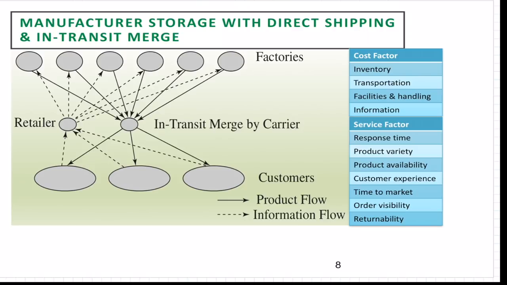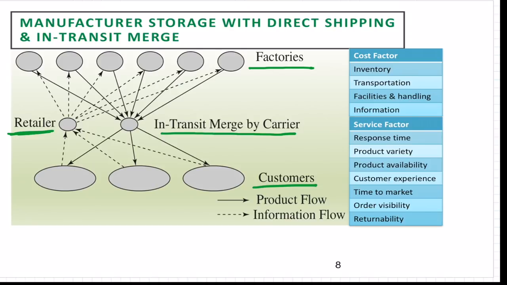Next network design is manufacturer storage with direct shipping and in-transit merge. So what you see here is we have these customers and then retailers, which get the information about what products are needed by the customers, and then they pass on that information to factories or manufacturers. Then those products are sent via in-transit merge by courier instead of directly shipping them to the customer, as we have seen in the previous type of design.